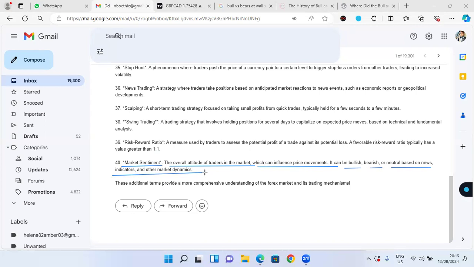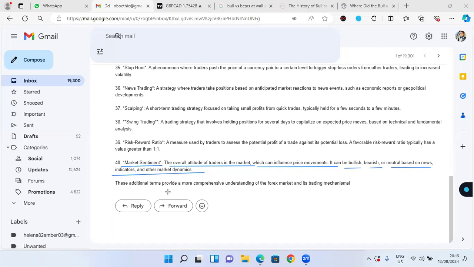But in short, if you have access to information on how many traders have bought Euro USD, there are websites where you can go. It can show you that maybe 60% of traders have bought Euro USD and 40% have sold. And then you make your trading decision based on the majority or the minority, that is, on what others are doing. That is known as market sentiments, okay?